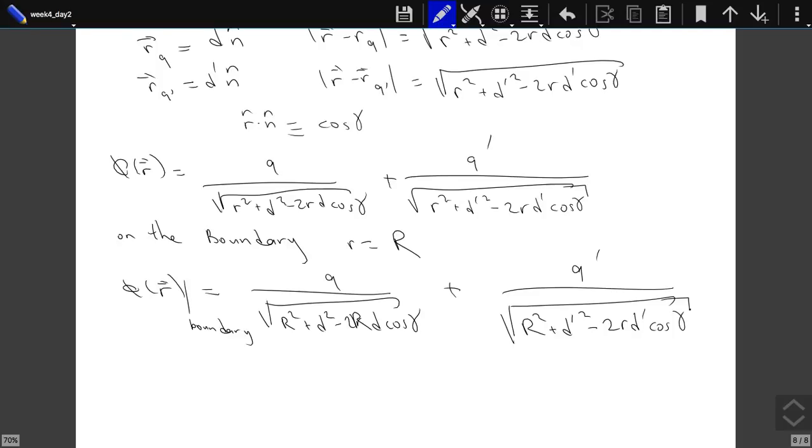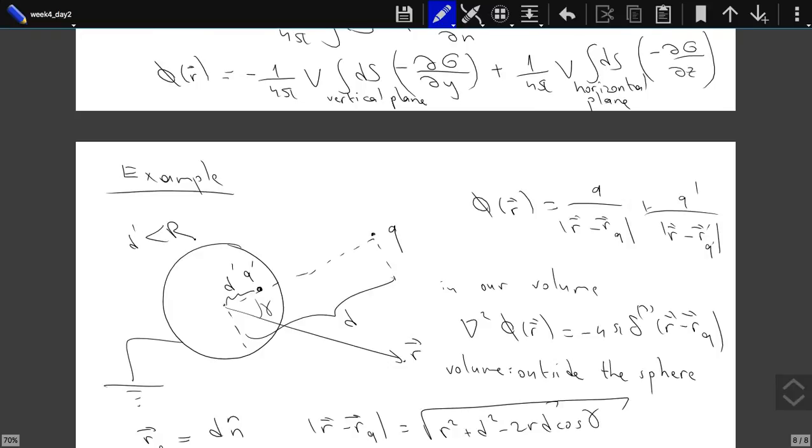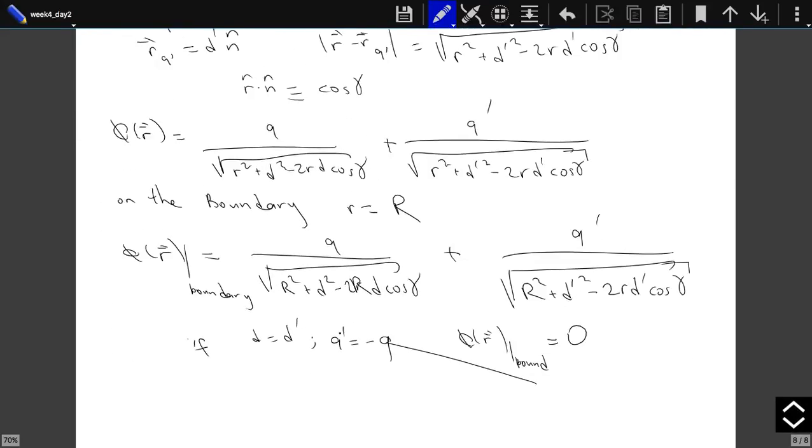Well, there is one trivial solution. You see, if you want to have these two things cancel, the factors in the square roots have to be proportional to each other, at least for all values of gamma. One trivial solution is d equal to d prime and Q prime equal to minus Q. Then phi of R on the boundary is equal to 0, but we started by assuming that d prime is less than R and R is less than d. This is our assumption. So d prime and d cannot be equal to each other. So this is not viable.